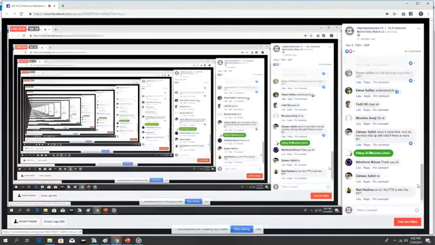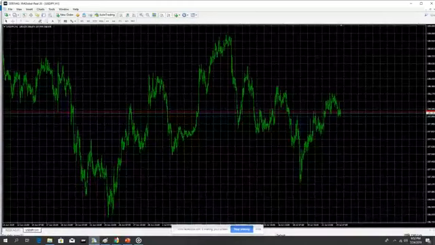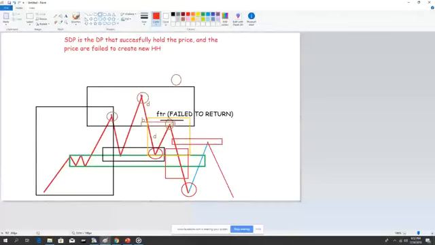So sir, the FTR is also the DP? No. The whole process here is called the FTR. The process here is called the FTR, not the decision point. Inside the FTR, you're going to look for a decision point. Same goes for inside the SDP, you're going to look for a decision point.